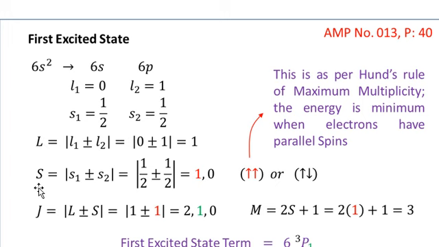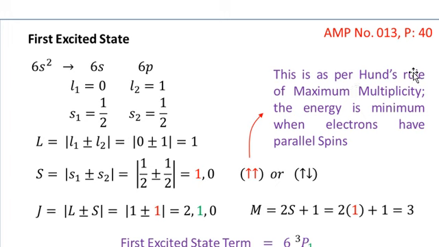And similarly for the total spin quantum number S, I have the expression S is equal to mod of S1 plus or minus S2. Substituting the values of half plus or minus half, I have two possible values, 1 and 0. Here I am going to choose a value of 1 for the parallel spins, because the two electrons are in different orbits, that is, one in the 6s state and the other electron in the p state, so the electrons will have parallel spins.